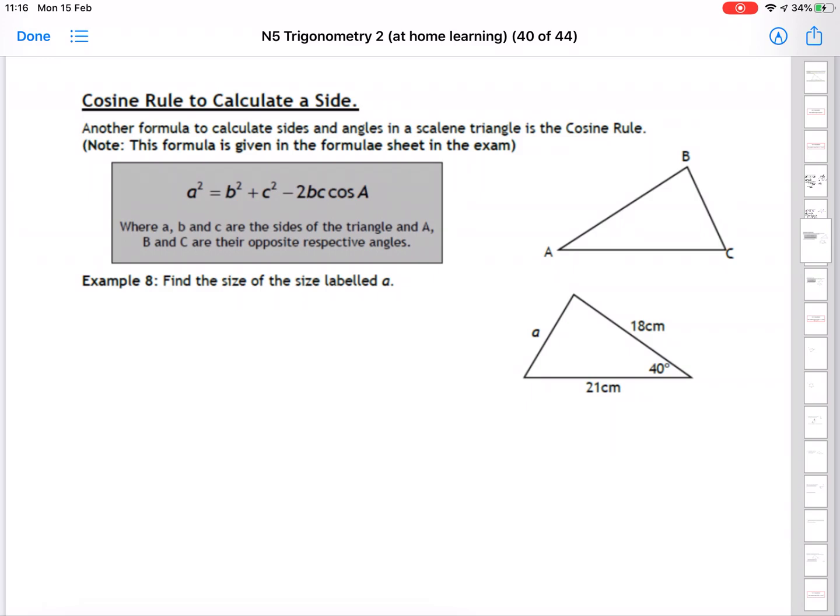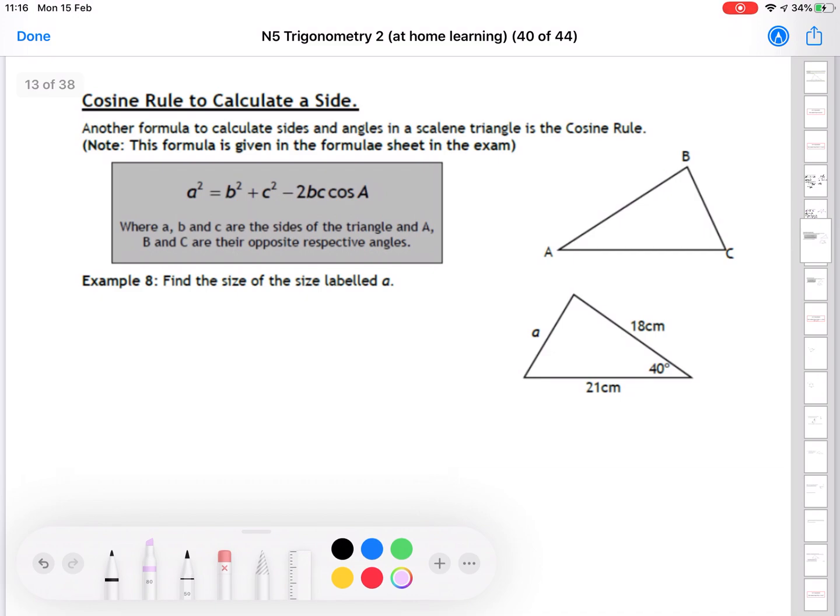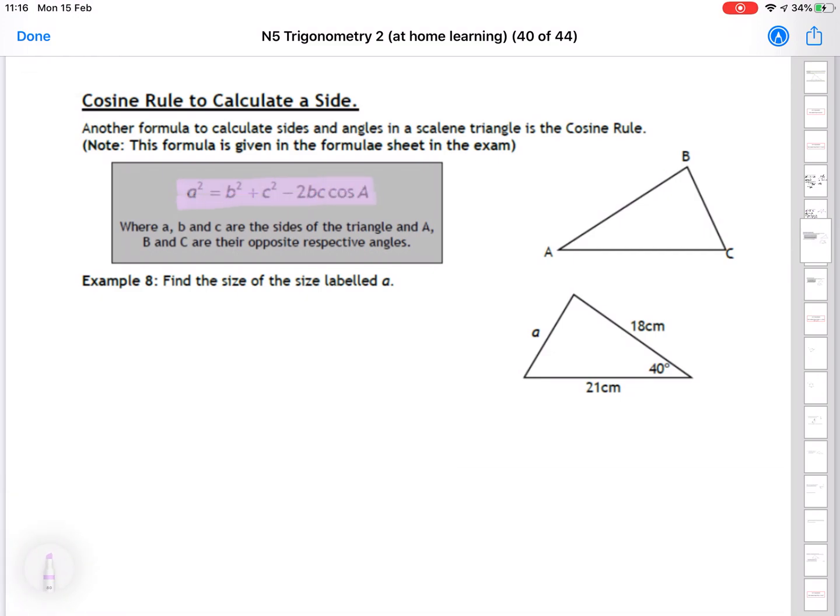So for today, the rule that we're going to be using is given to you here in this grey box, and this is the rule for finding a side, and you do get given this on the formula sheet, so you don't need to memorise it. Obviously, the better that you know it, the quicker it will be for you when you're doing these questions, but you do get it on the sheet if you need to refer back to it to copy it down.